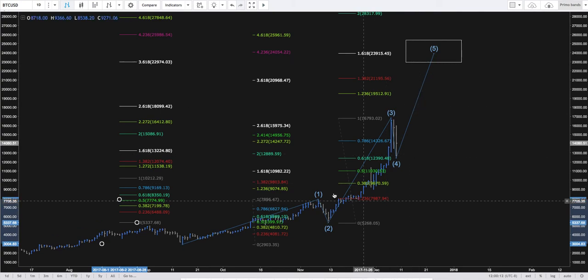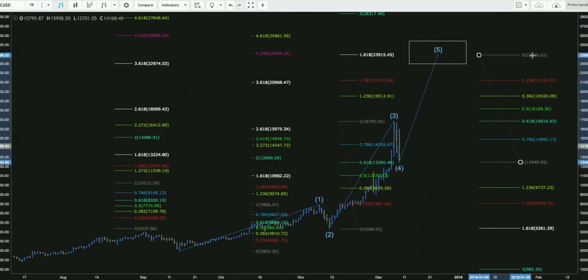So what happens when you hit the target? Well, you would probably expect an ABC correction, some kind of a correction. So you would want to ride this from here to here and then take profit, assuming that the Elliott wave is going to play out and there's going to be some psychological market resistance at that level and a correction. So how do you play that correction?